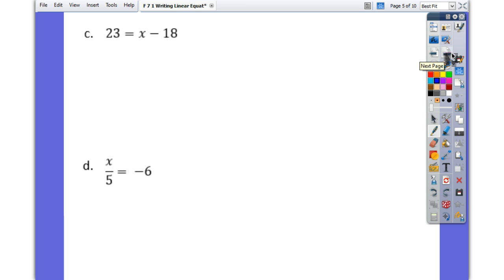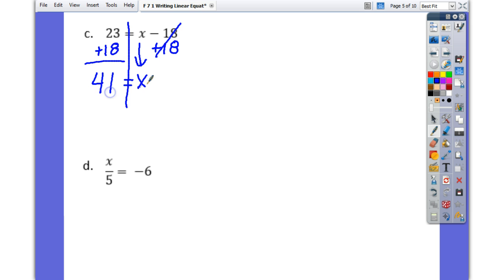Okay, hold up your answer for this one. 23 equals x minus 18. So what's the first thing I had to do here? The inverse was what? Exactly. I had to plus this 18 to both sides. So I bring down my x equals 23 plus 18 is 41. Alright, now try this one.